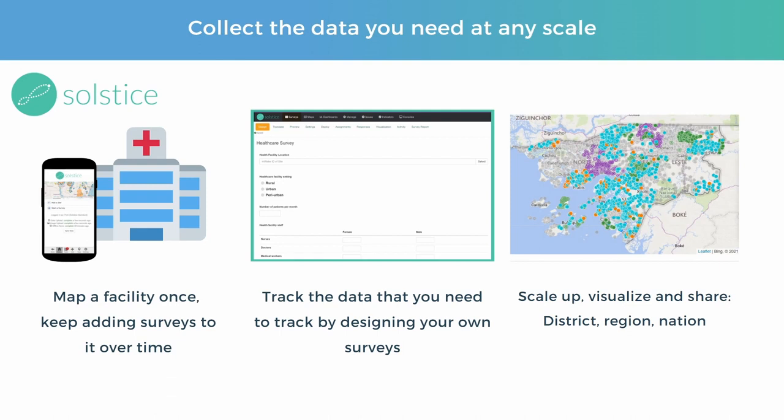In the video, we'll look at how you can map an individual facility and how Solstice makes it possible for you to map a place only once and then allows you to return to the same place and keep adding surveys to track progress and change over time.